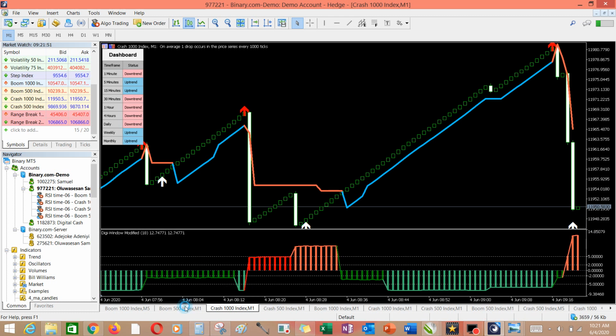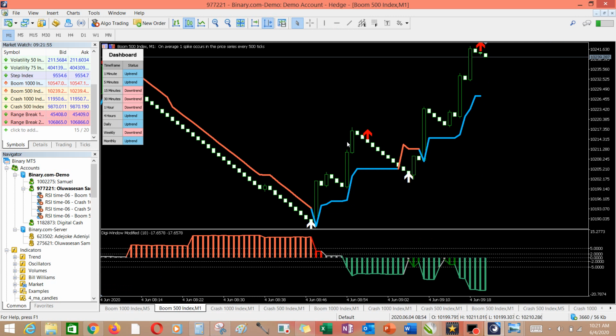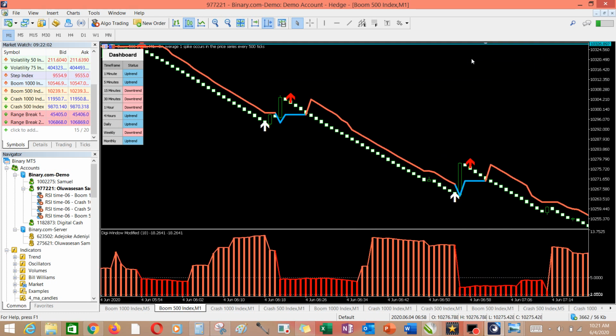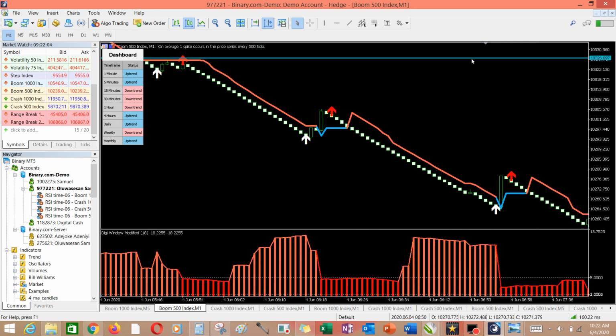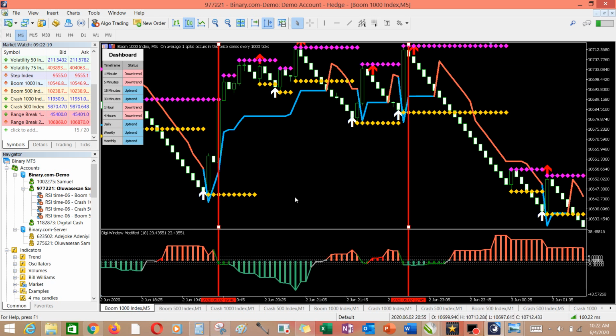So let's go to boom 500 and do the analysis. Okay, boom 500 presently is going back on uptrend. I think it's been on downtrend for a while. Can you see? Presently it is trying to go back up. So probably once it gets to a major resistance level, it will still come back down. So that is that. Now let's check boom 1000.